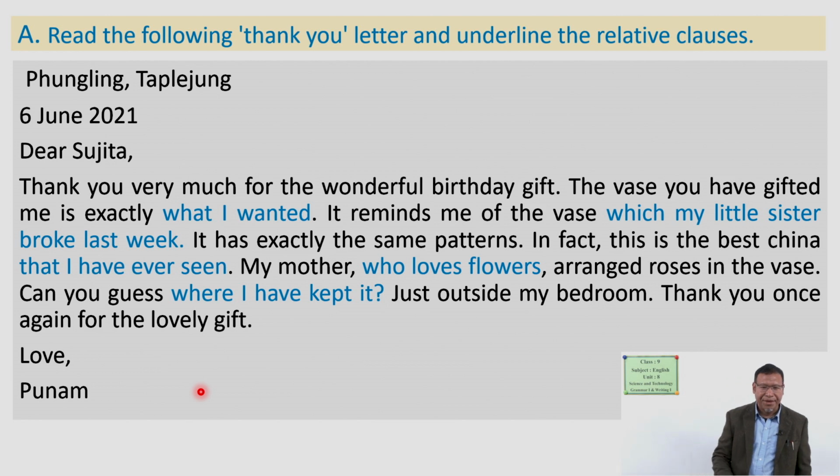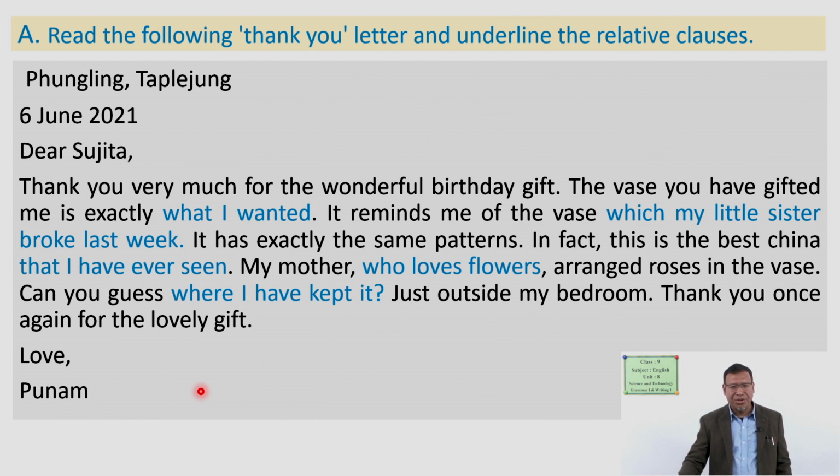So in this letter, can you identify where the relative clauses are? Obviously, it's easy to identify now because you have to find the relative pronouns. When you look at the sentences, you can see the relative pronoun what here. So what I wanted is the relative clause here, and what is talking about the antecedent, the vase. The vase is a thing, and therefore it is what.